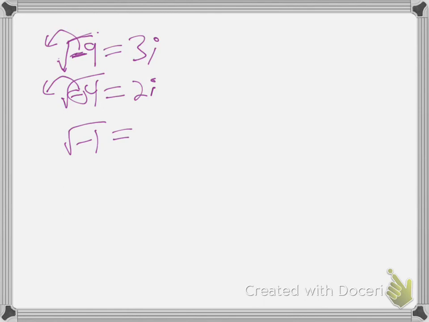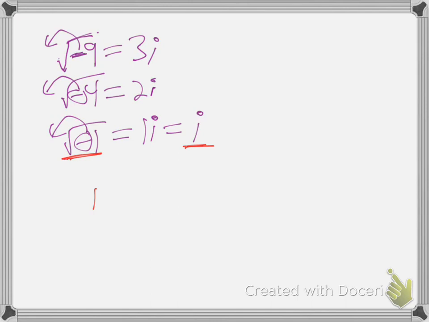i. Right, grab the negative, kick out the i, square root of 1 is 1. It's 1i or just i. So now we got our hands on i itself. What is i itself? i itself is square root of negative 1, isn't it? That's i itself. Okay, great.